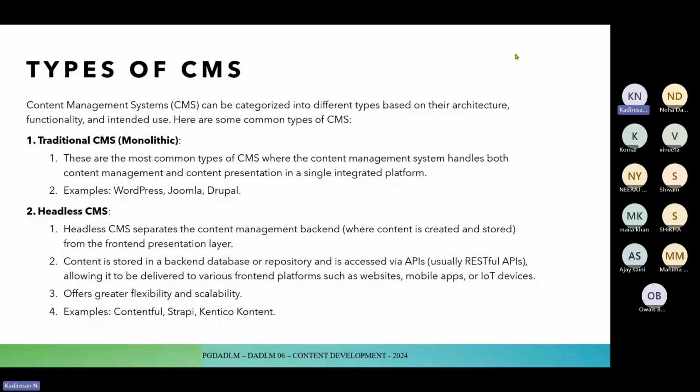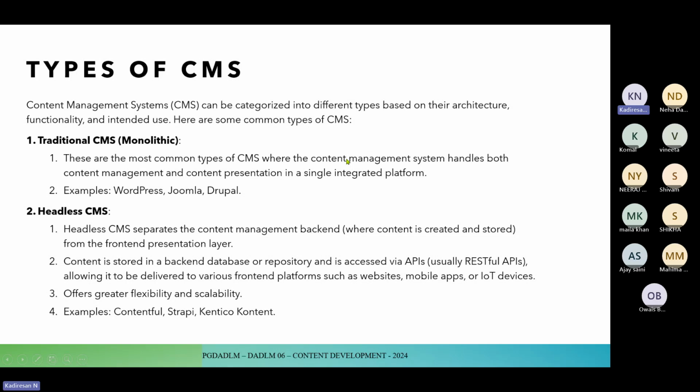Second is a headless CMS, which separates the content management backend, where content is created and stored, from the front-end presentation layer. So here you have a separate server side and a separate client side. The content is created in the content management backend and presented on the client side. Content is stored in the backend database or repository and is accessed via APIs, Application Programming Interfaces, usually RESTful APIs, allowing it to be delivered to various front-end platforms such as websites, mobile apps, or IoT devices. Here, the content is created separately, stored in a repository or database, and accessed using an API. It offers greater flexibility and scalability. Some examples of headless CMS are Contentful, Strapi, and Kentico Kontent. Okay, so these are some of the examples of the headless CMS.